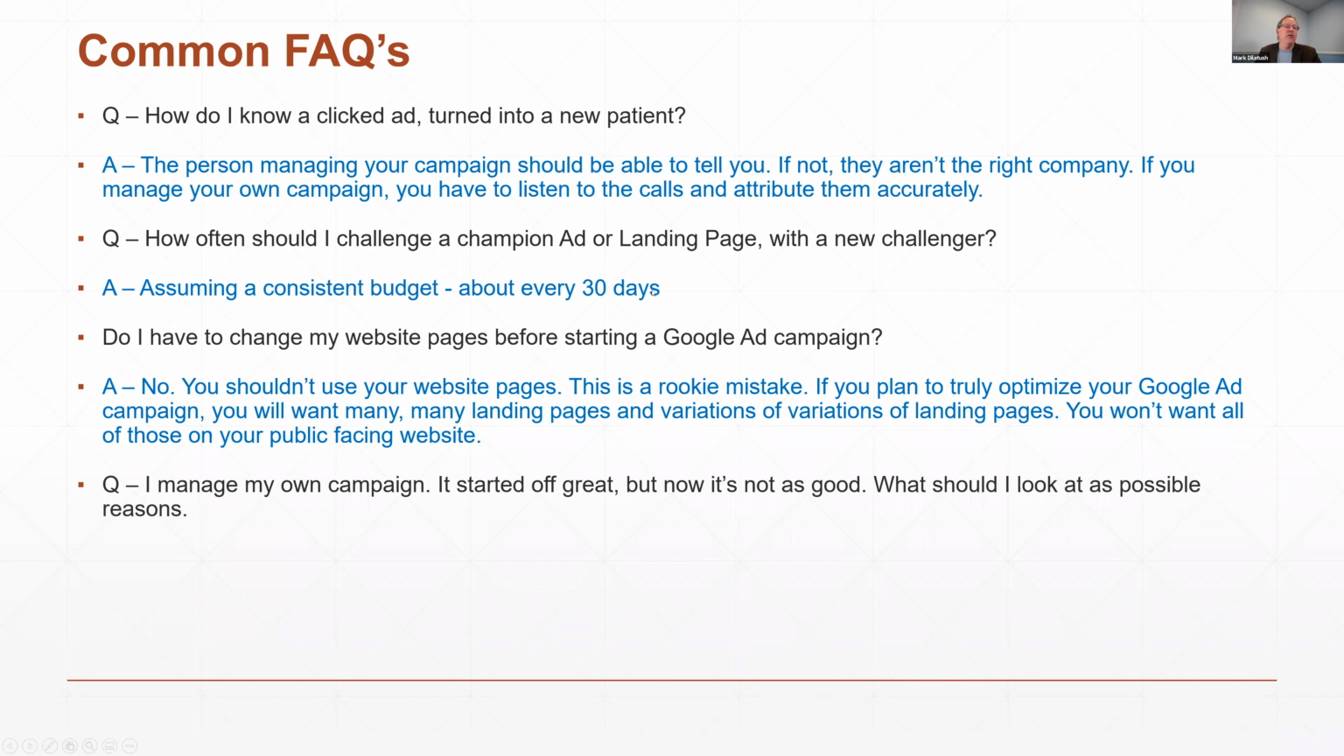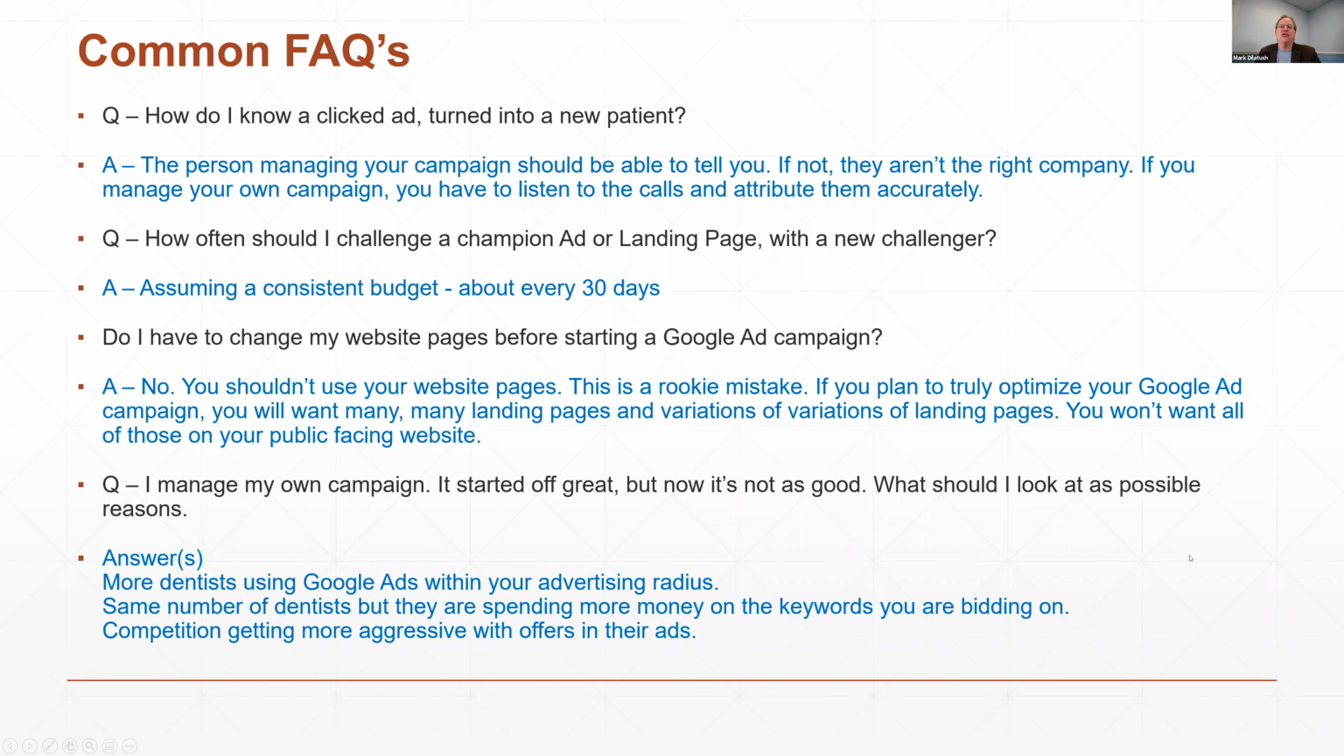So I managed my own campaign. It started off great, but now it's not so good. What should I look at? If it's me, I'm going to look at the number of dentists using Google Ads. So maybe I'll clear my cache, or maybe I'll start an incognito search and just do dentist near me, and I'll see how many of my colleagues show up now versus when I started. It could be the same number of dentists, but some of those dentists may be actually spending more money on the keywords that you two are bidding on. Remember, dentist near me, right? Everybody's bidding on those. That happens. That'll make your campaign go down.